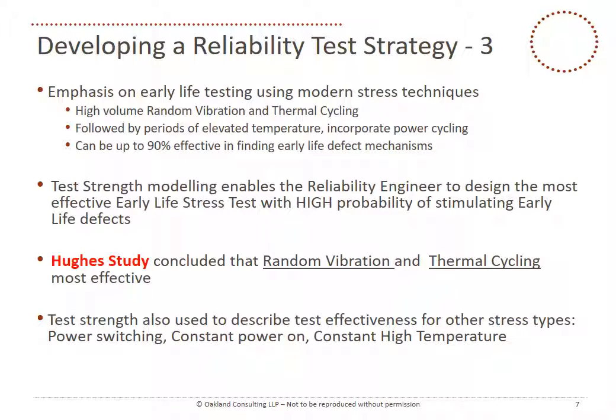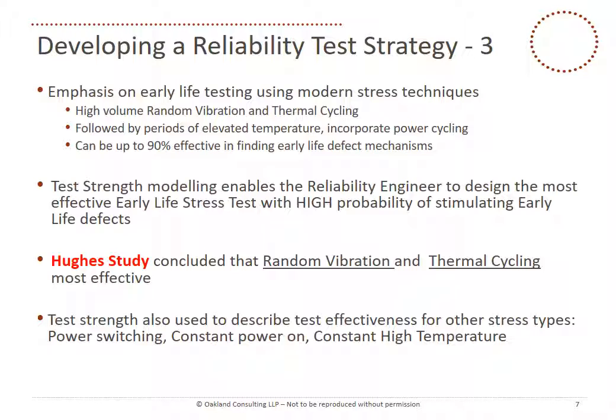Now, as we go on to develop a reliability test strategy, the emphasis on early life testing will be on using modern stress techniques. Random vibration is very good, thermal cycling is very good, perhaps following with periods of elevated temperature, incorporating power cycling for more voltage defect stimulation. These can be up to 90% effective in finding early life defect mechanisms if the stress testing is planned correctly, for sufficient time with the right stress levels.